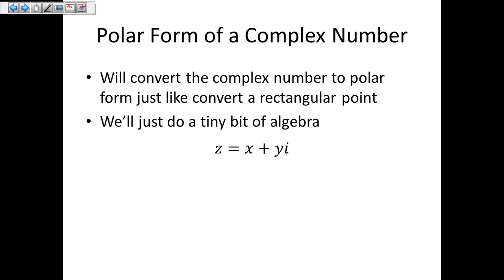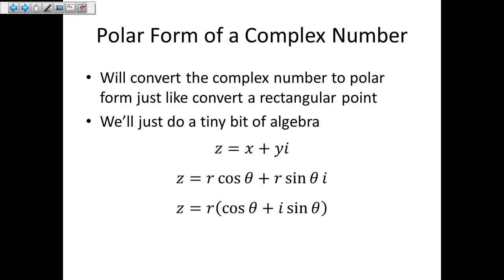So I want to take the complex number z equals x plus yi, and I want to convert it to polar form. So I'm going to make the exact same substitution I did in previous lessons, where I replaced x with r cosine theta and y with r sine theta. Now for that tiny bit of extra algebra, we're just going to factor out that r. So this right here is our complex number in polar form. We've got the r out front, we've got cosine theta plus i sine theta. It's just more standard to move that i out in front.